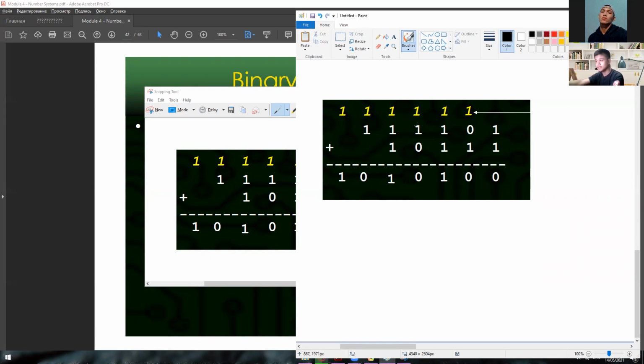1 plus 1 is 10. Carry 1, bring down 0. 1 plus 1 plus 1 is 11. So carry 1, bring down 1. 1 plus 1 is 10. So carry 1, bring down 0. And then bring down that 1. So this is now your final answer.